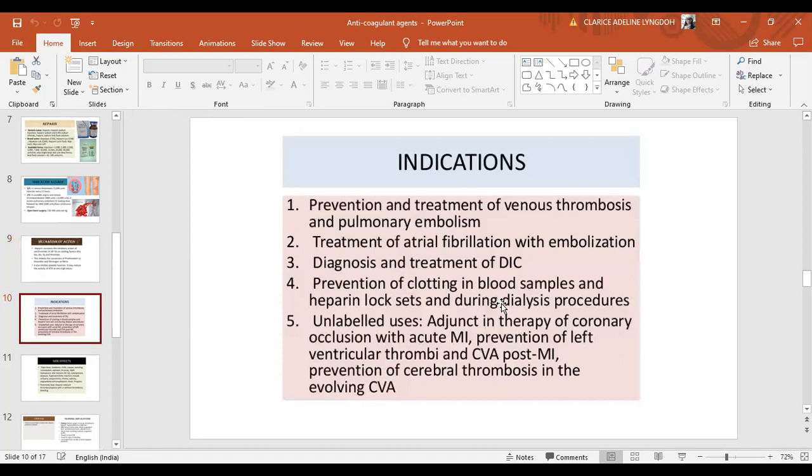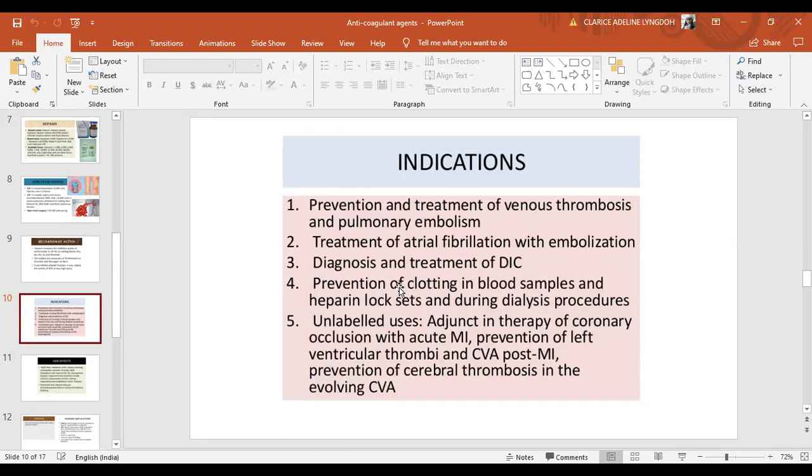So indications, I've already told you. We give it in DVT, deep venous thrombosis, in pulmonary embolism, patients with venous thromboembolism, then patients suffering from atrial fibrillation with embolization, patients suffering with DIC, disseminated intravascular coagulation. This is a coagulation disorder.